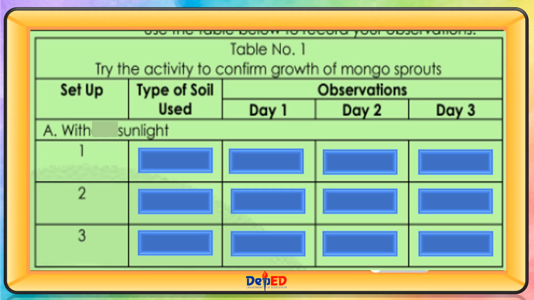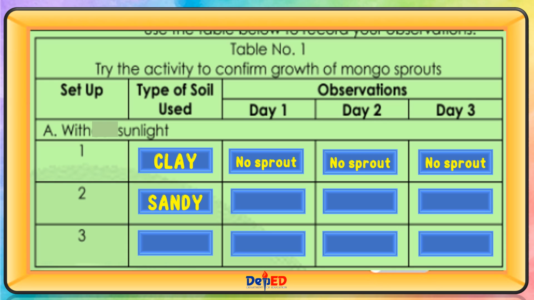Set up: type of soil, with sunlight. Clay. Observations: Day 1, no sprout. Day 2, no sprout. Day 3, no sprout.